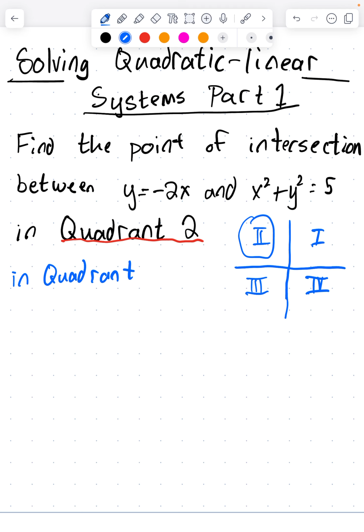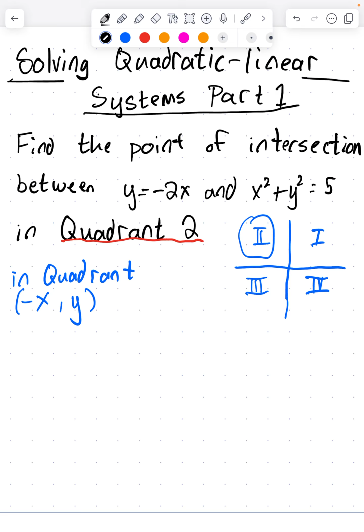So in quadrant 2, what is happening to my x's? My x's here are negative. You have a negative x, but it's above this line right here, so it's positive y. So we're looking for an answer that has a negative x value and a positive y value. All right, so now let's actually solve the problem.